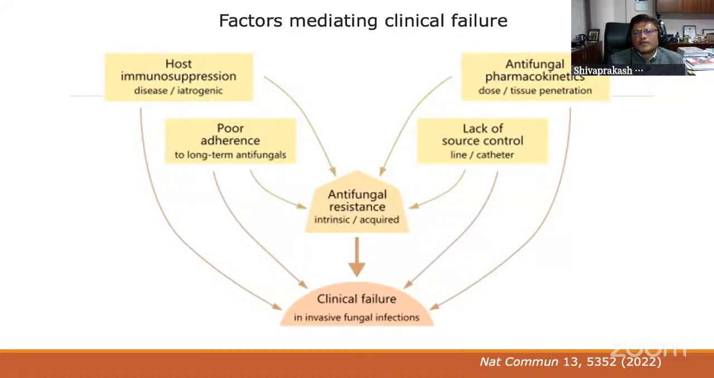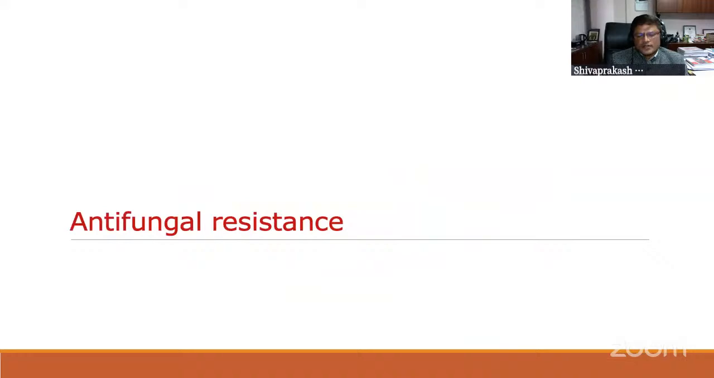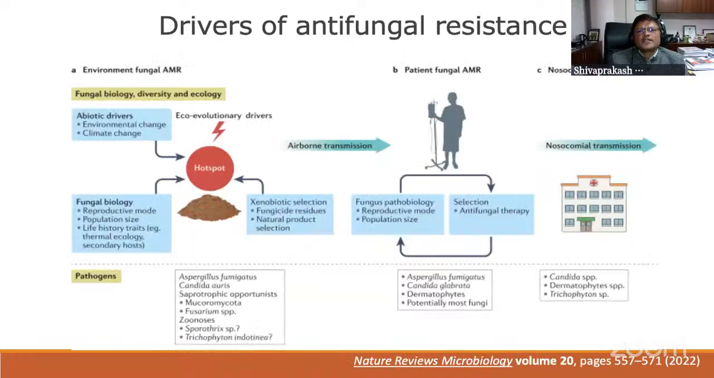All the necrotic area should be removed, and then the area where the infection is still present, where the blood vessels are reaching and antifungals are reaching through the blood vessels, you should cover with an antifungal. So lack of source control is one of the important factors that will cause clinical failure of antifungal agents. So, coming to antifungal resistance proper.